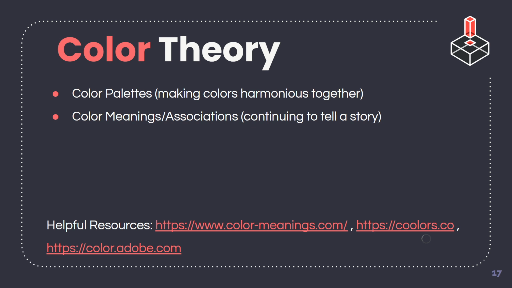So now moving on to color theory. In color theory, we're going to talk about color palettes and color meanings and associations. Obviously, with color theory, there's all of this stuff that you can get into in art on how colors make each other look and that kind of thing, but we're going to talk about it more in the context of character design specifically. So with color palettes, we're going to talk about how you can make colors harmonious together. And with color meanings and associations, we're going to talk about how you can use them to continue to tell a story.